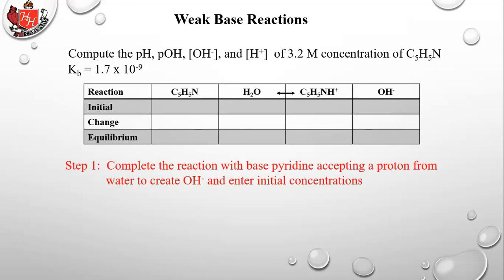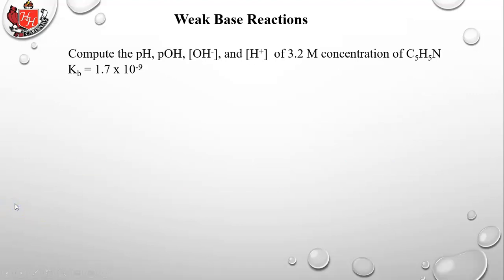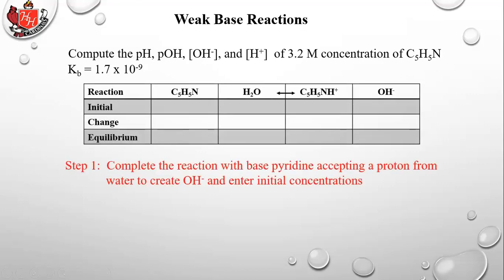So let's go ahead and do this. So let's fill out the RICE table, complete the reaction with the base pyridine, that's what this is called, accepting a proton from water to create OH- and enter the initial concentrations. Okay, so step one, we're going to complete the reaction with the base pyridine, C5H5N, accepting a proton from water to create an OH-, and we're going to enter the initial concentration. So for the pyridine, it's 3.2 molar.